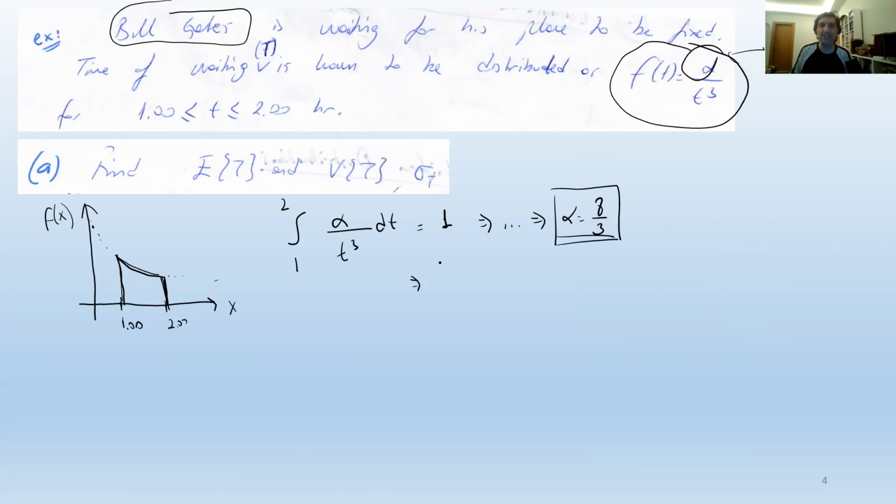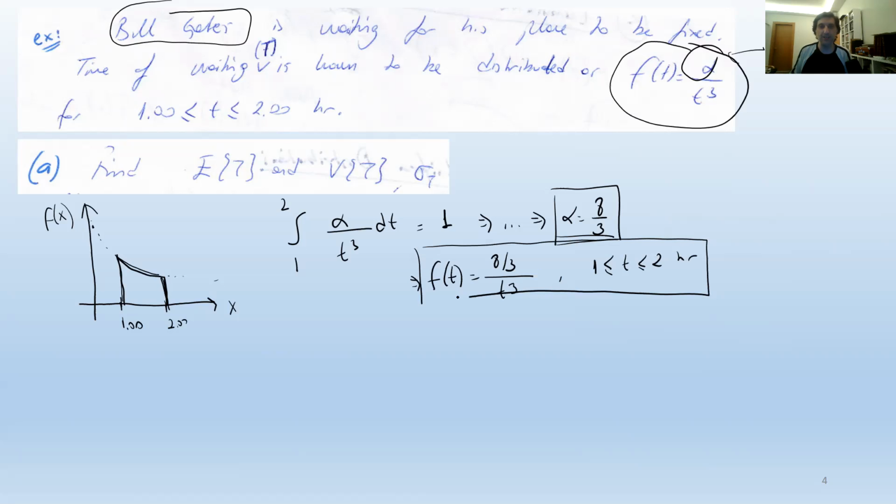Now let's write the whole probability density function. It's going to be 8 over 3 divided by t cubed. And note that it's not sufficient to write only this expression for the probability density function of this random variable. T is going to be between 1 and 2. So this is the total representation of the waiting time for Bill Gates' plane.